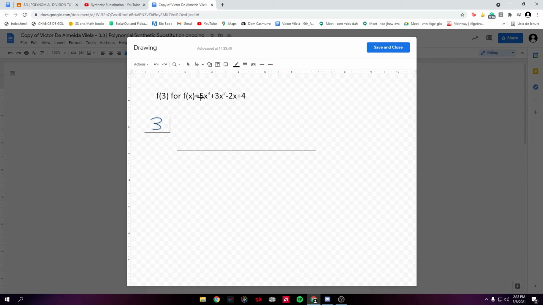And then we have to substitute it for these numbers. So we're gonna have to put 5, 3, all up here, 3, negative 2, and the 4, okay? So we can actually make more space here with this one. And what we're gonna do for the first part is we're gonna lower the 5. We're gonna do 3 times 5, which is 15.